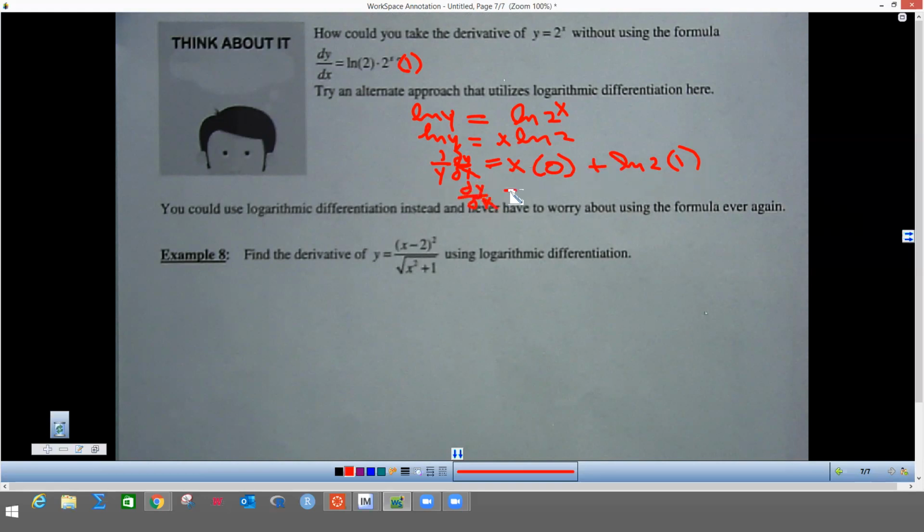So we multiply that y over and we get y natural log of 2. And then we say y was equal to 2 to the x right here. So we stick that 2 to the x back in, and we get the natural log of 2 times 2 to the x. And if you check out this answer compared to the rule, it's the same answer.